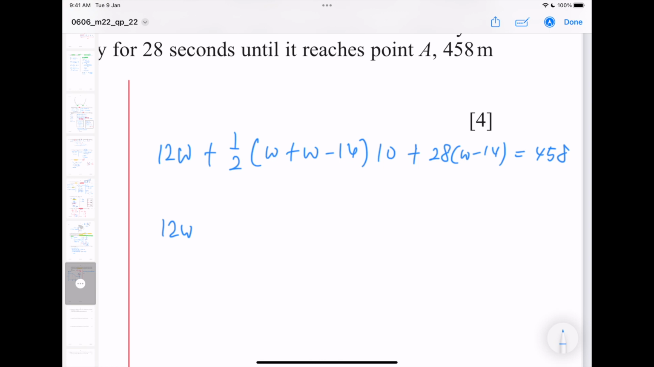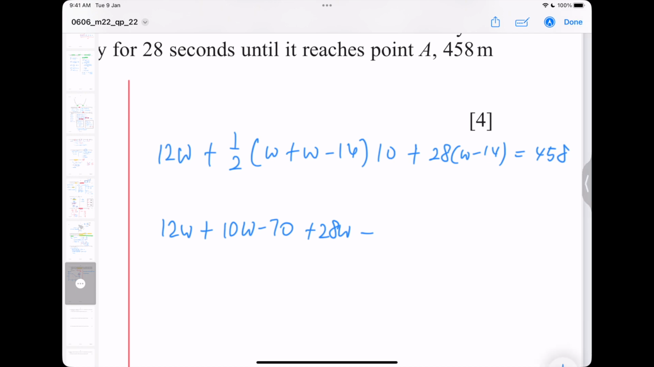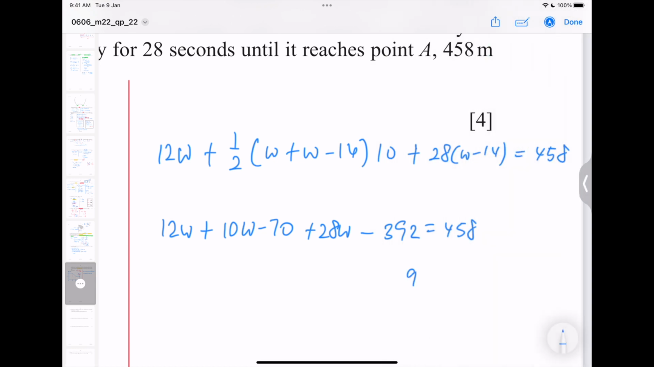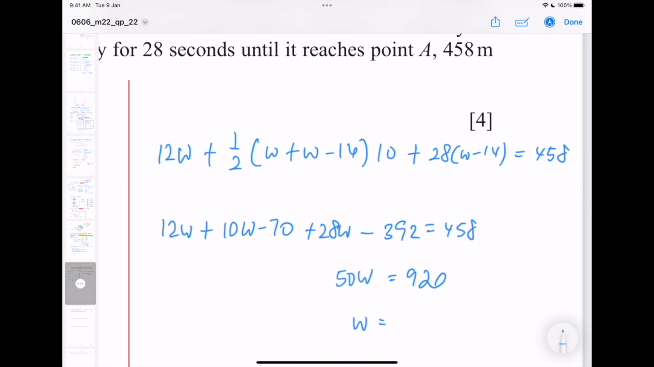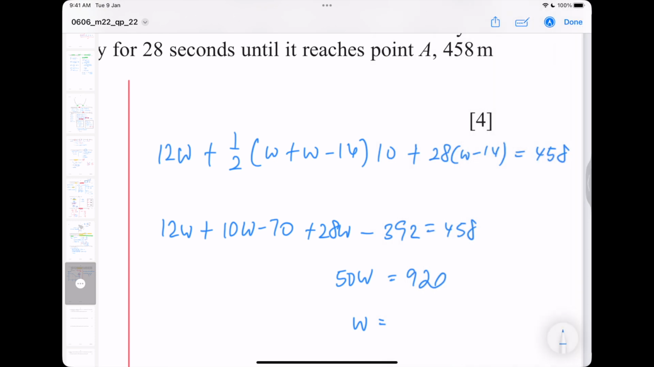Alright, let's try and calculate 12W plus W minus 7, oh, so 10W minus 70. And then plus 28W minus, 28 times 14, so 392. Should equal 458. So plus 458 plus 70, you get 920. And how many W's is that? 12 plus 10 plus 28. Okay, 50. 50 W's. So you should get 920 divided by 50, 18.4. And don't forget, W is a velocity, so meters per second.